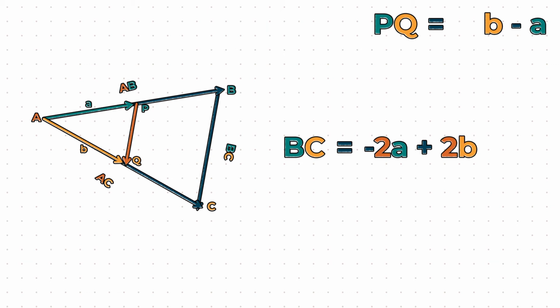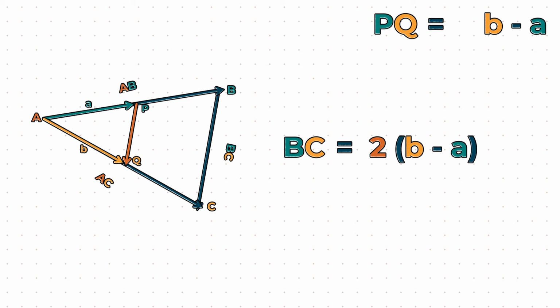That means that BC is equal to negative 2a plus 2b. Rearranged, this becomes 2b minus 2a. And using what we learned in our video on factorization, yes, because our two coefficients are similar, we can just factor out the coefficient from these unknowns, which would give us 2 open brackets b minus a.